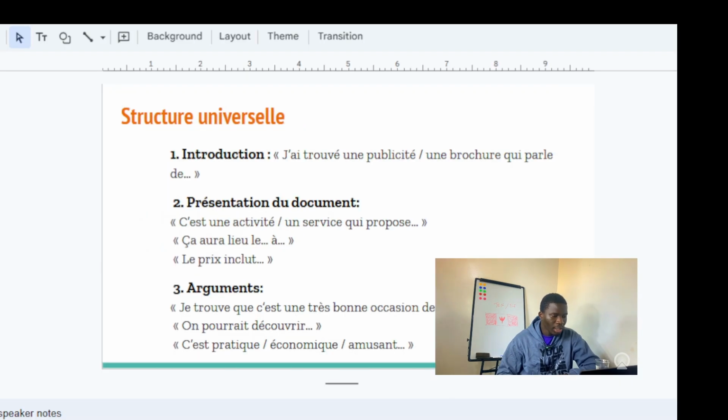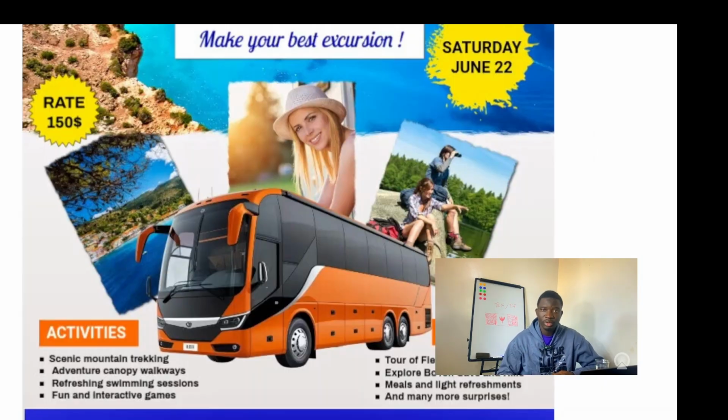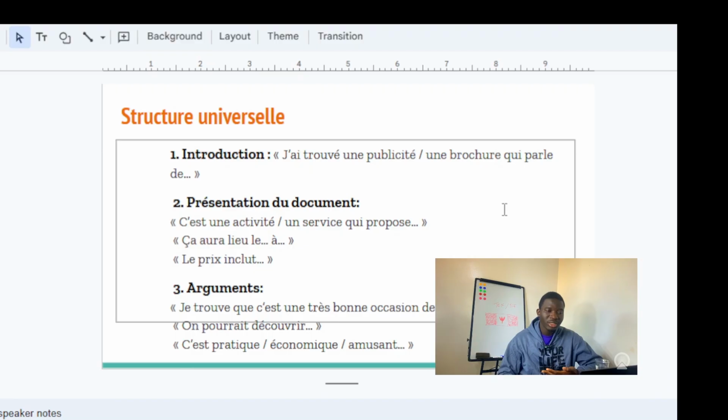Okay, so the first thing to do is to introduce the document, right? In this case you will say: j'ai trouvé une publicité qui parle d'une excursion. Okay, I saw an ad about an excursion to the mountain, Flama mountain, right? First introduce the ad, okay? And after that, you can present more detail.